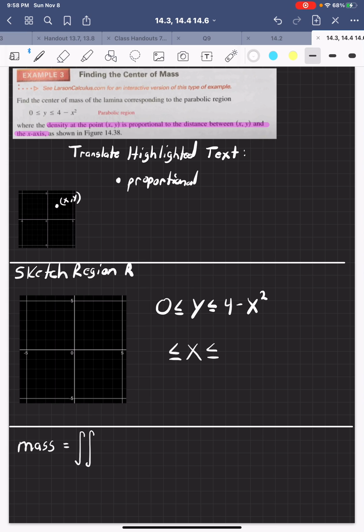We're just going, that would mean that there's some constant of proportionality, right? We normally use k to represent that proportional constant.